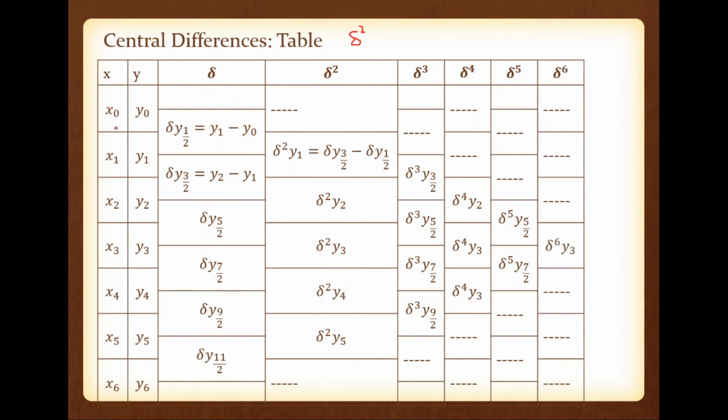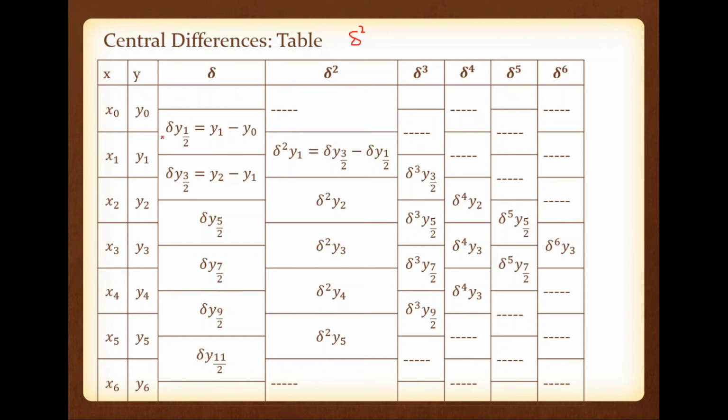I told you this is x0 y0 first data, x1 y1, x2 y2, x3 y3, etc., x6 y6, 7 data are given. Now central difference means the next data minus previous data, that is central difference. So here you can see that the first central difference is the difference between y1 and y0. As we are calculating the central difference, we have to take the middle point of these two. This is 1, this is 0. So the middle point is y1 by 2.